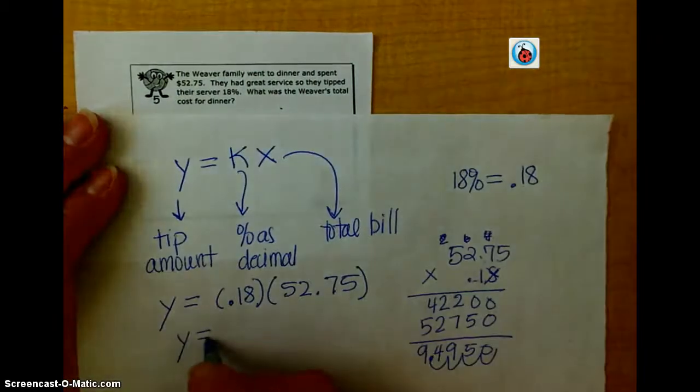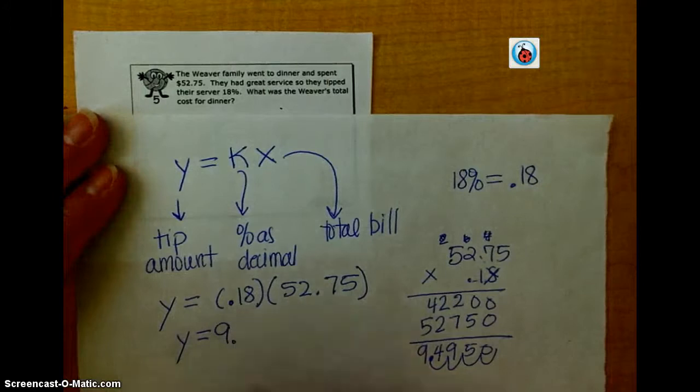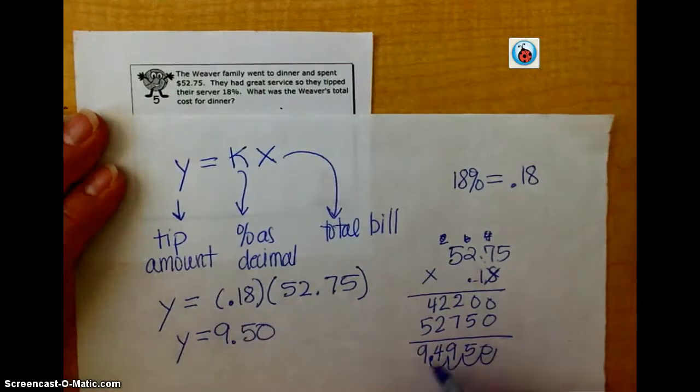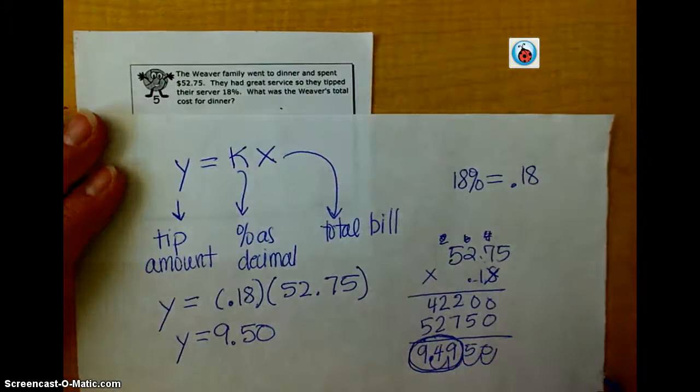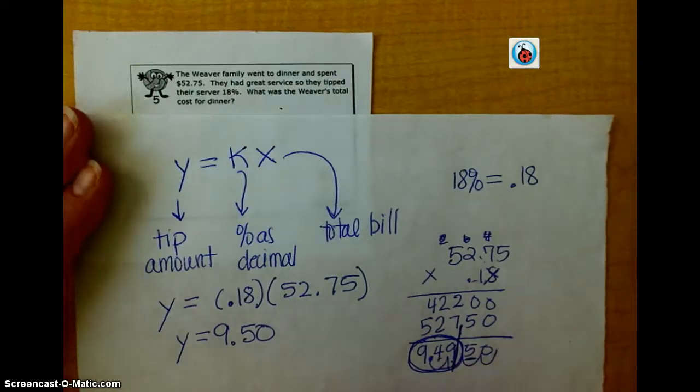The Weavers are going to leave a tip of $9.50. When we look at the answer we get, our decimal version of money can only have 2 digits behind the decimal. So when we cut it off at the second digit, we look at the third digit, which is a 5. Since it's a 5, it's going to round the 9 up. Well, since the 9 is going to round up, it's going to end up rounding the number in the tens place. So $9.50 is the tip.